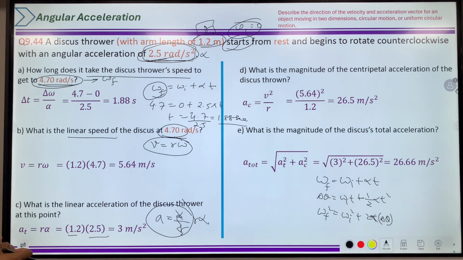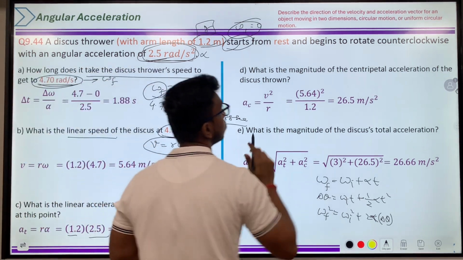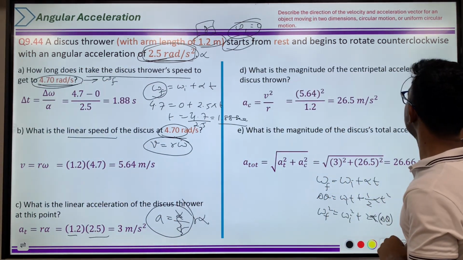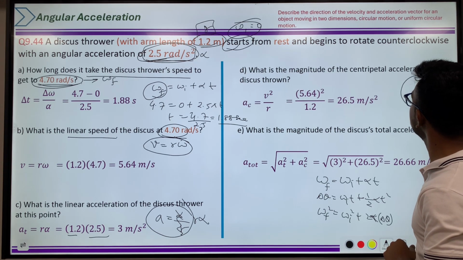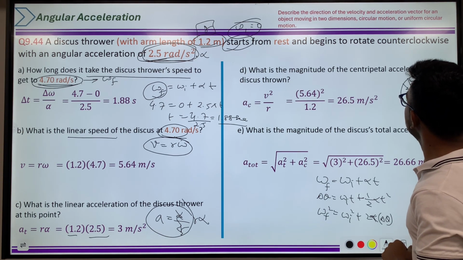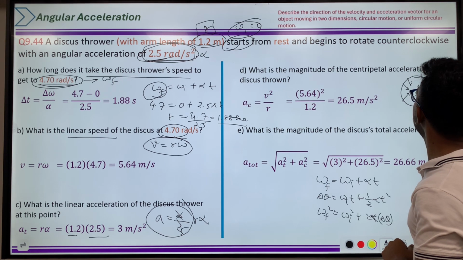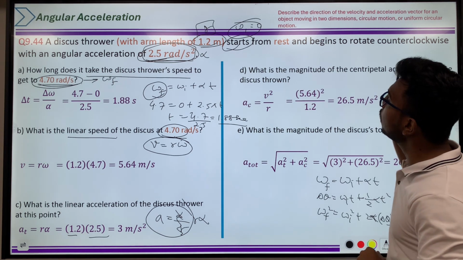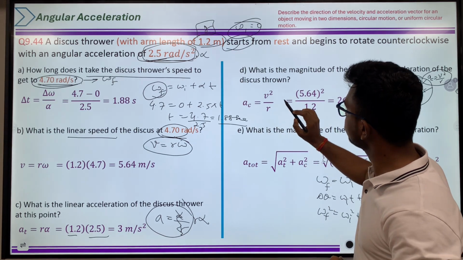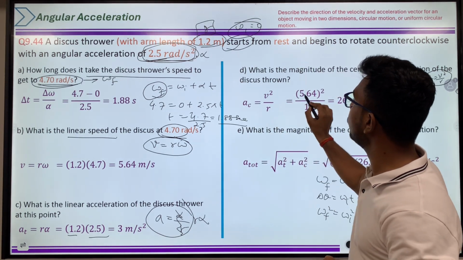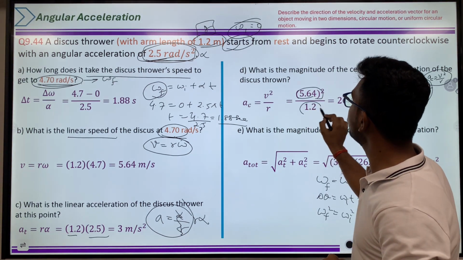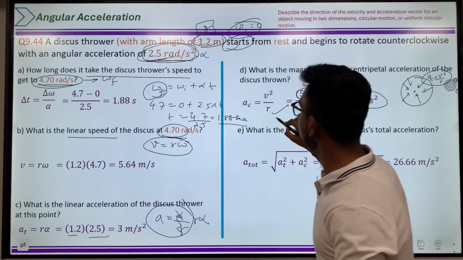What is the magnitude of the centripetal acceleration of the discus thrower? If something is rotating or moving in a circle, there is always an acceleration pointing towards the center, which keeps it moving, and that is called centripetal acceleration, v square by r. Do I have the velocity? Yes, I have the velocity 5.64 over r, 1.2. You can find out the value.